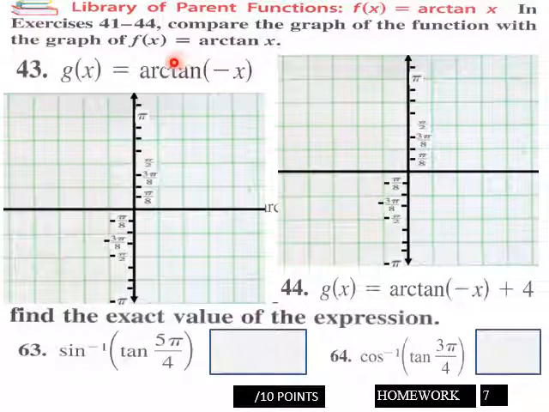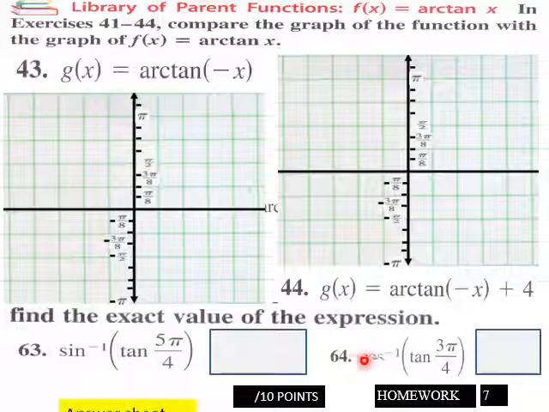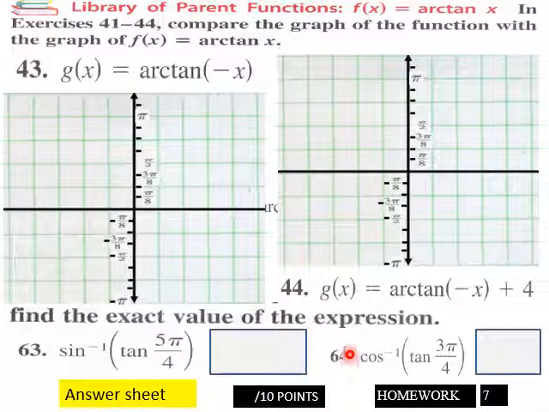Page 7, same thing. Compare g of x equals arctan negative x to f of x equals arctan x on both grids, and then find the exact value of these expressions here. And that is 4.7 Part 2.